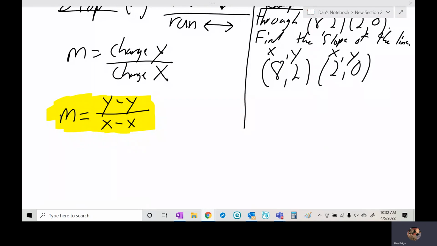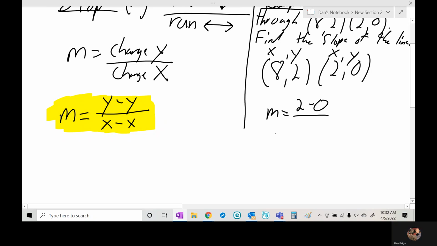So when it comes to your work, we're going to write m equals, now let's do the example. We're going to subtract the 2 y's, 2 minus 0, over, and then we're going to subtract the x's. What are the x's? 8 minus 2. And that's it. We're just going to subtract them. 2 minus 0 is 2. 8 minus 2 is 6. And then reduce it.